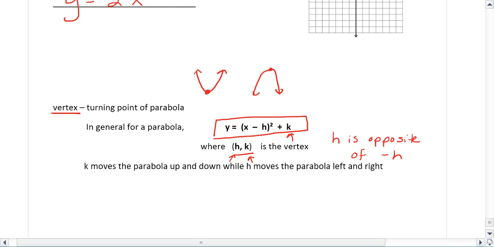And we noticed that in our graphing. So k moves the parabola up and down, the number that's outside the parentheses, while h moves the parabola left and right. And remember, it's got that backwards thing. Left is the negative direction, but h does that when it's positive. Right is the positive direction, but h does that when it's negative.